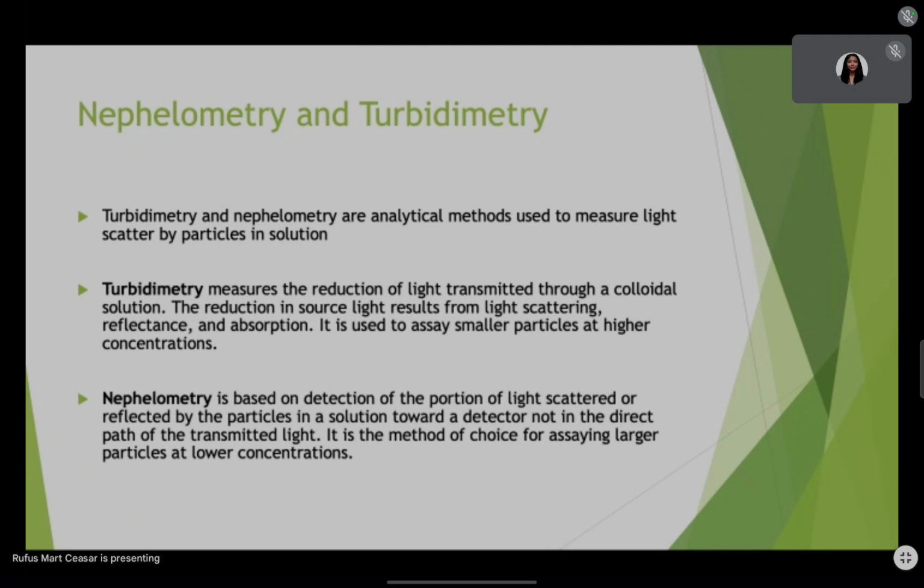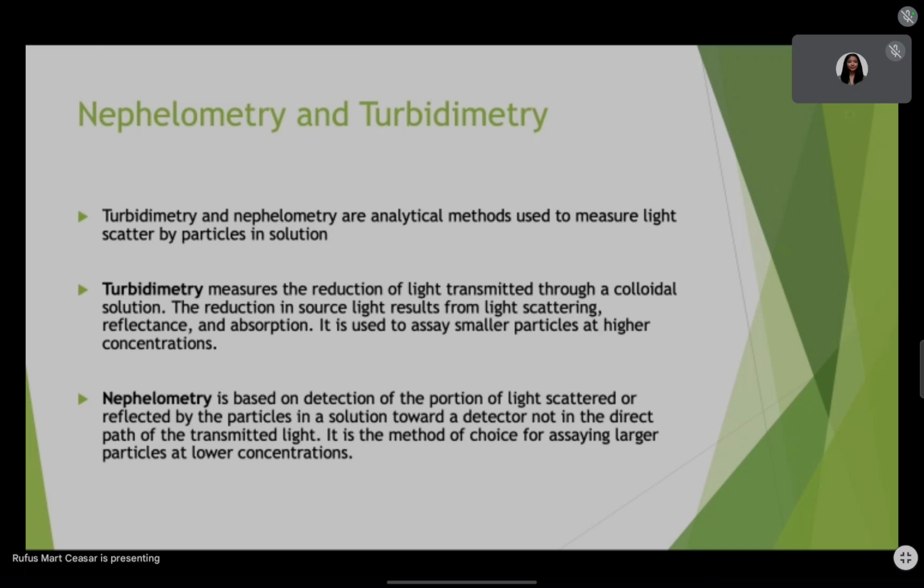So madidiscuss ulit natin to sa immunoassay, yung specific application niya sa medical field. Ayan. So, pero important to take note, anong difference ng turbidimetry at nephelometry? Yung turbidimetry ay used to assay smaller particles at higher concentrations. Yung nephelometry ay used to assay larger particles at lower concentrations. Yan. Important yan.